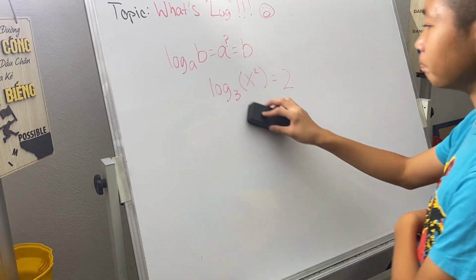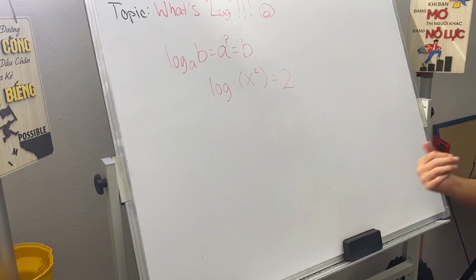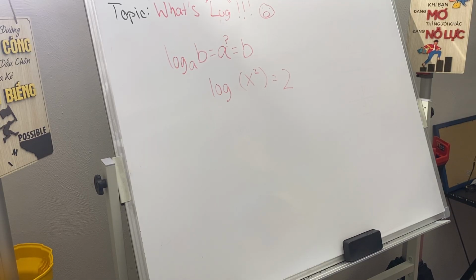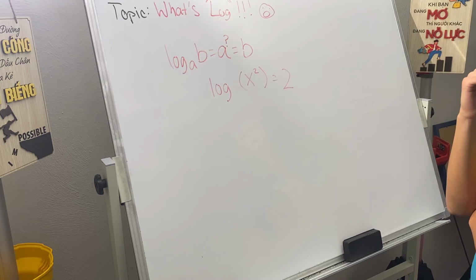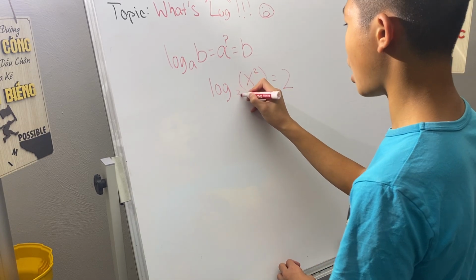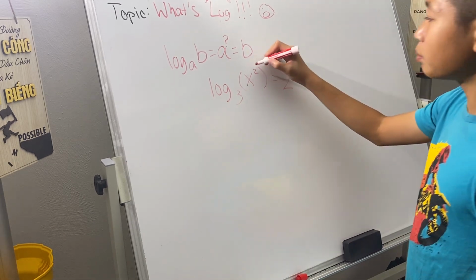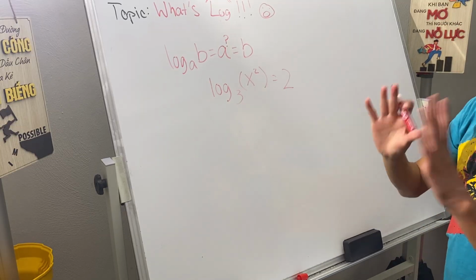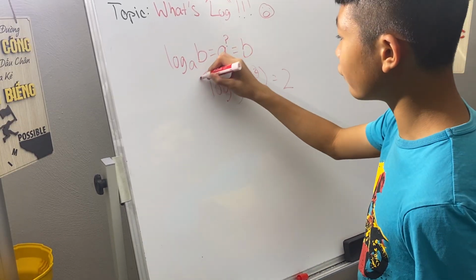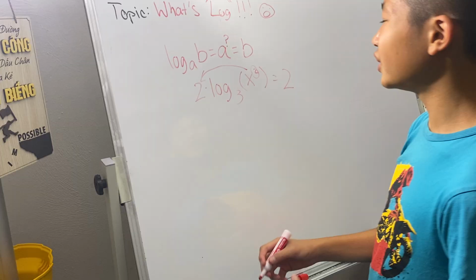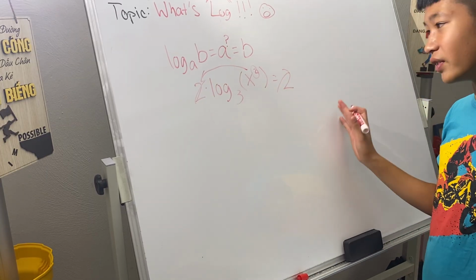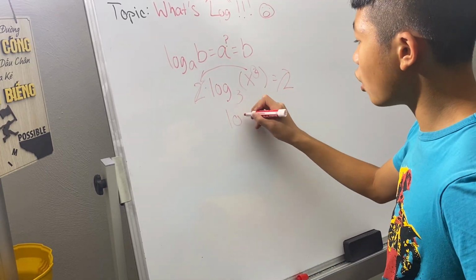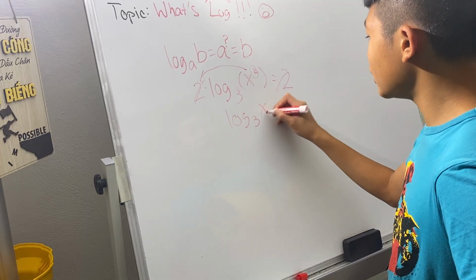Nah, let me make a more interesting equation. We can keep it this way. I'll make it harder next time. Well, if you raise to 3 first, it doesn't really matter. But let's bring the 2 in the front first. So as you see, this and this cancel. That's why I did that. It's very simple. So it becomes log base 3 of x equals 1.